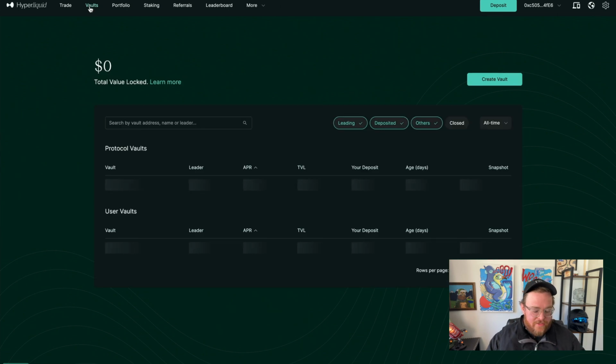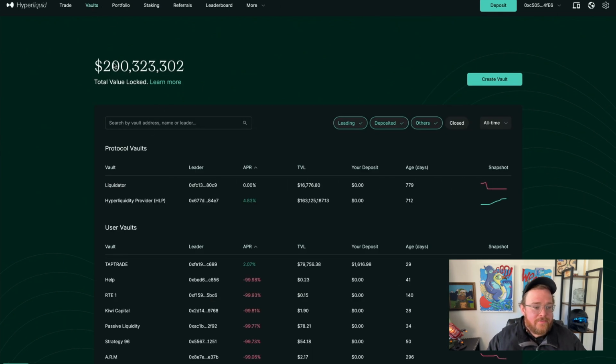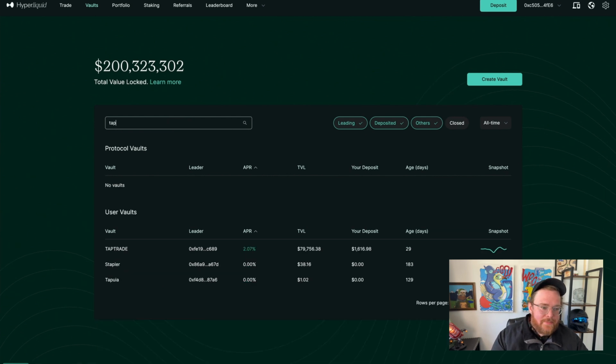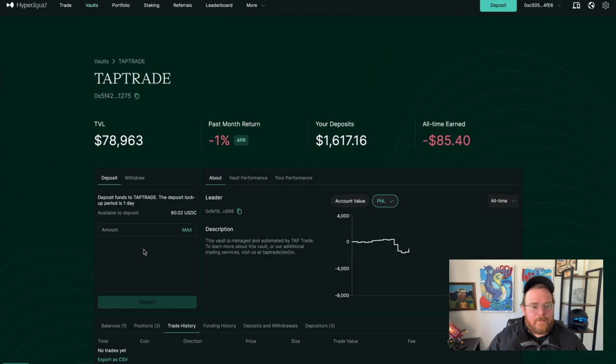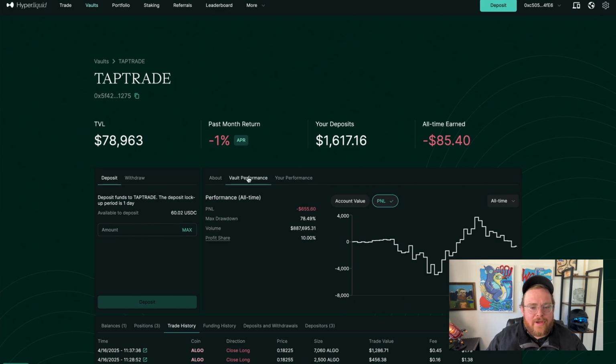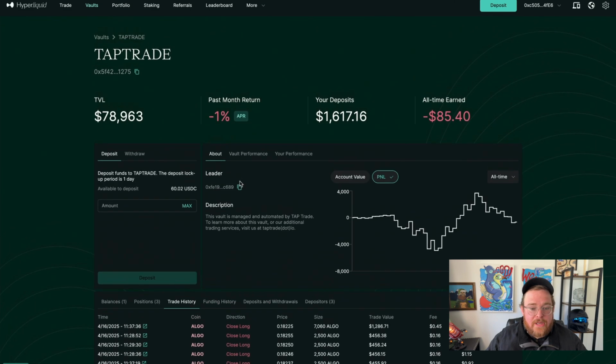Yeah, if you want to see how the vault's performing, you can go to hyperliquid.xyz and under the vault, just search tap. And we are right here, tap trade. Markets have been down. I don't even know, you have to find the timestamp and all that stuff. I wish I could see it. But you just saw on that opening page, this vault is up 2%.